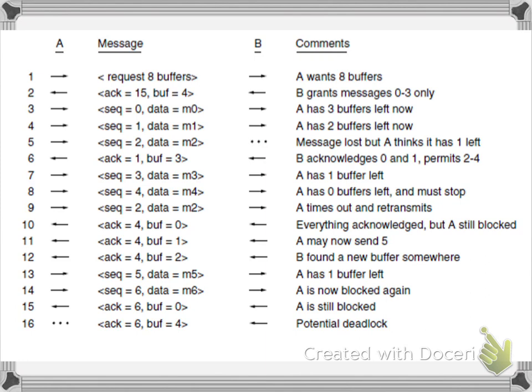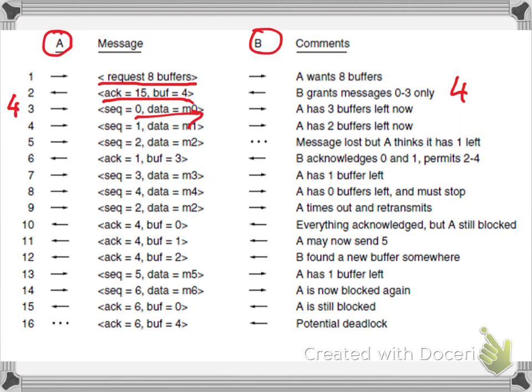Here I have A as the sender and B as the receiver. Initially, in the first message, A requests 8 buffers. Now B says that I cannot give you 8 buffers, I can give you only 4. So it sends a message which has an acknowledgement number, a sequence number, and says buff equal to 4, meaning 4 buffers are available. So A, with this information, sends the first data.